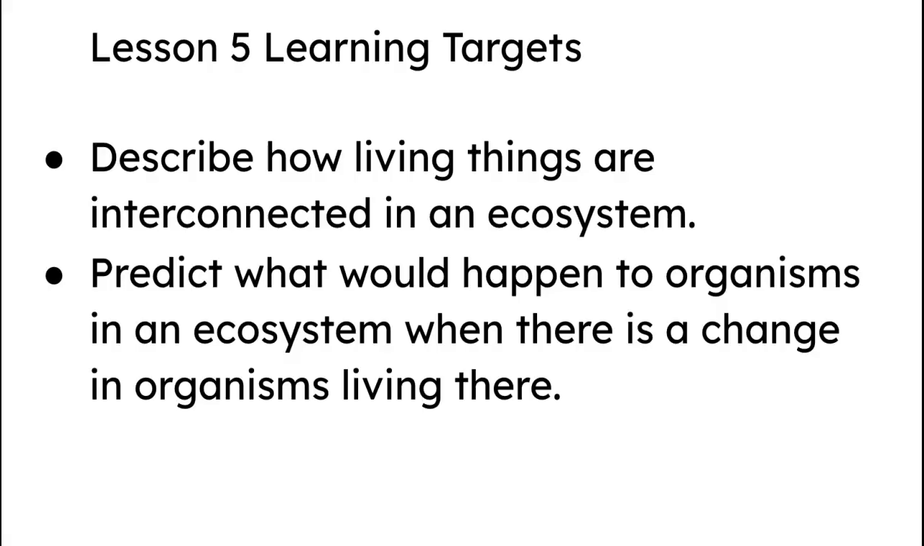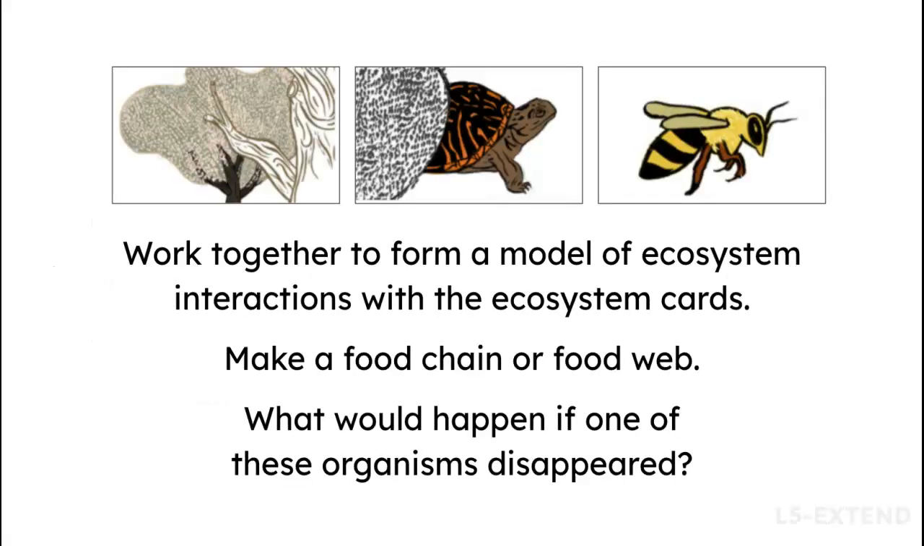In Lesson 6, students will investigate what caused the decline in the prairie chicken population. For the optional Extend, you can revisit the ecosystem card sets. You can ask students to work together to form a model of ecosystem organism interactions with the cards.